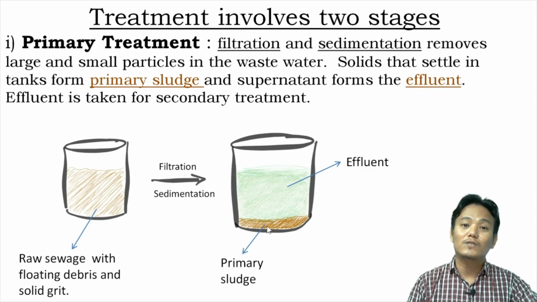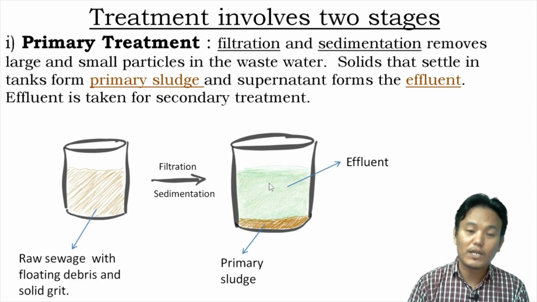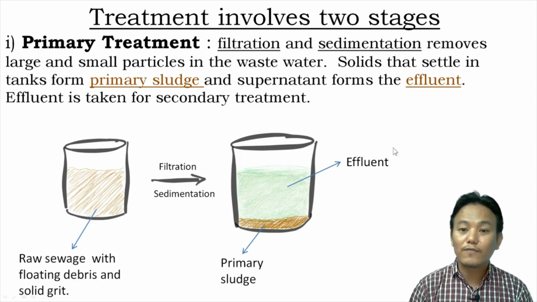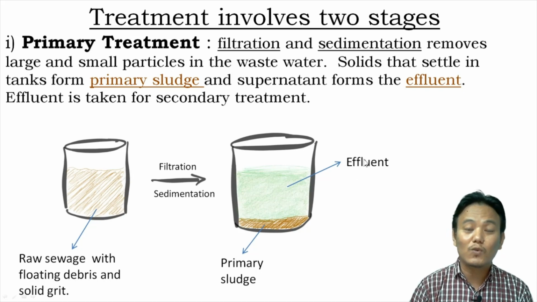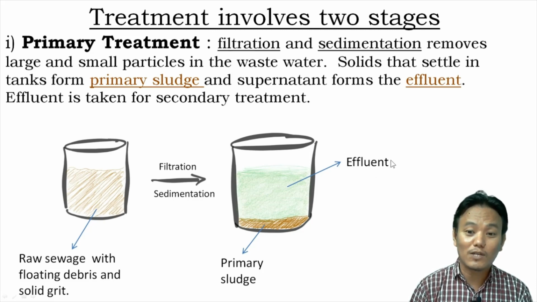The primary sludge will be removed, and the effluent is taken for secondary treatment, because it is still not safe to be released into natural water bodies. The effluent is considered unsafe because it still contains a large amount of dissolved organic matter. The dissolved organic matter is a pollutant, and it can pollute the water bodies. Therefore, effluent is not released into water bodies; it is taken for the secondary treatment process.